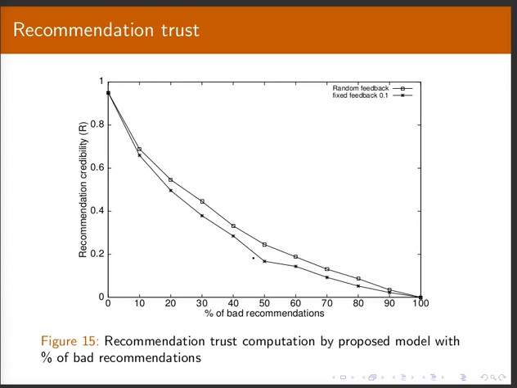We have also computed recommendation credibility based on the percentage of bad recommendations. As the percentage of bad recommendations from a node increases, the recommendation credibility value goes to 0, for both fixed feedback and random feedback. Random feedback is 1 minus whatever value it is.